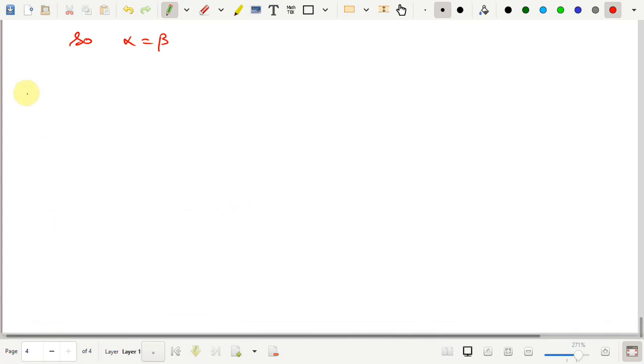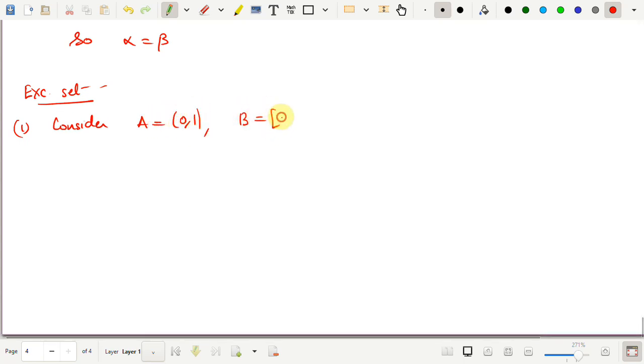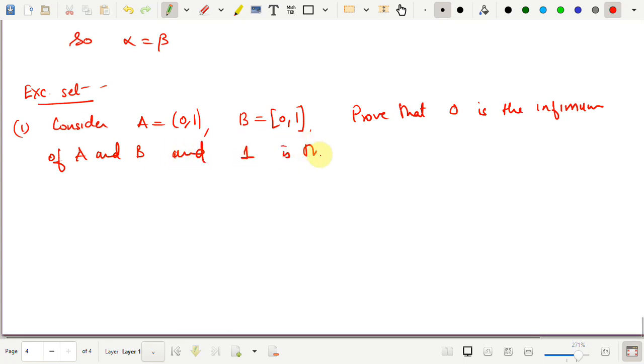Yeah, so at the end the exercise set for you all is that, first one, consider the set A equal to open interval (0, 1) and B is equal to, okay, prove that using definition you can prove that 0 is the infimum of A and B and 1 is the supremum of A and B. Okay, so try to use the definition and try to prove this.